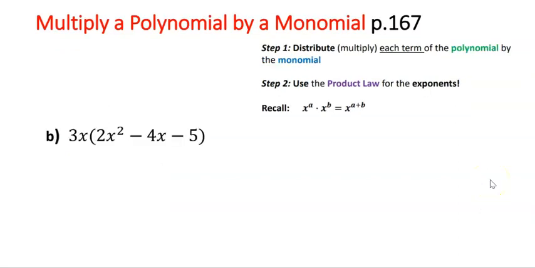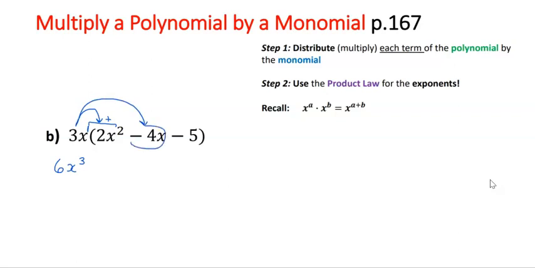You can give example B a try. Pause the video, and I'll show the solution. Okay, so here we go. We're going to be distributing 3x. Let's distribute to the first term. 3 times 2 is 6. X to the power of 1 multiplied by x squared means we add our exponents, x to the power of 3. Let's move on and distribute to the second term.